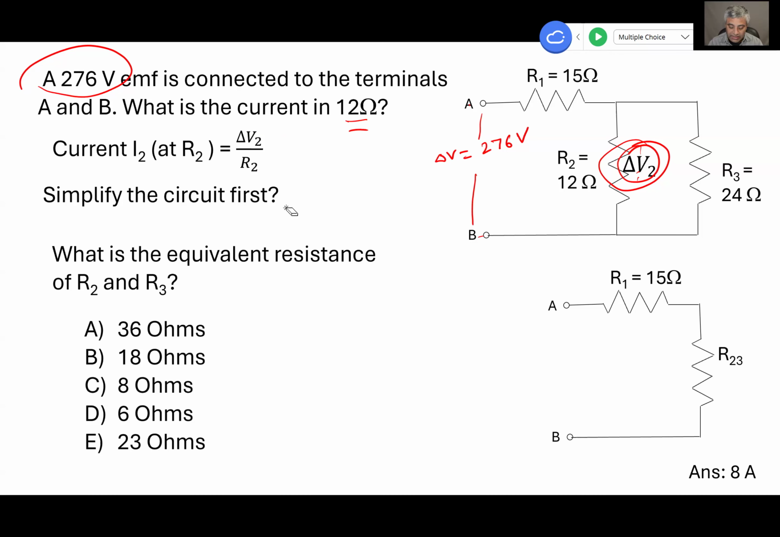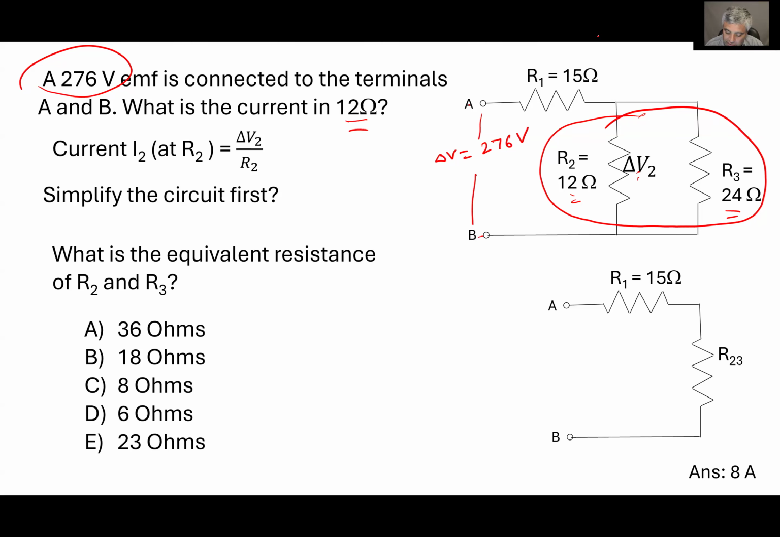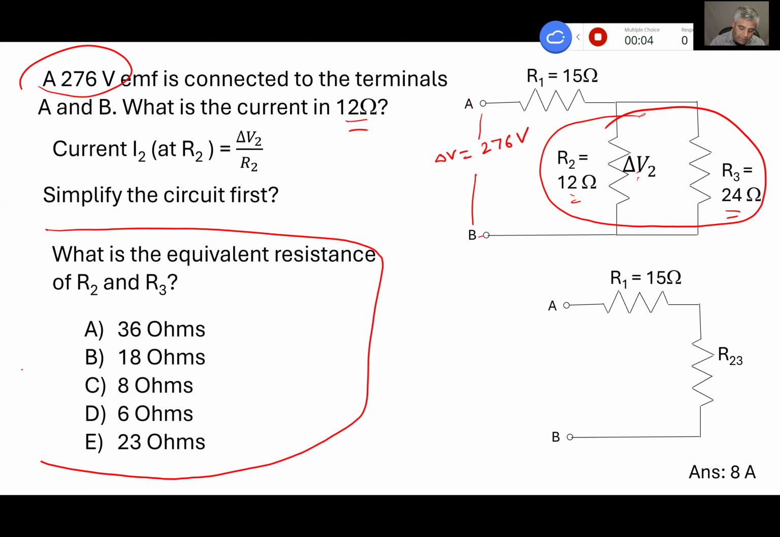So that means you need to simplify the circuit, and that's what I'm doing, just like I did in the previous case, okay? So here, this is 24, this is 12, right? These two are in parallel with each other. One is 12, another one is 24. They are in parallel. So what is the equivalent resistance? So here is the poll, okay? You have a minute and 30 seconds to poll on this.